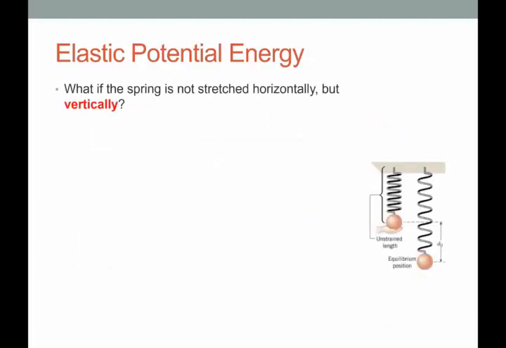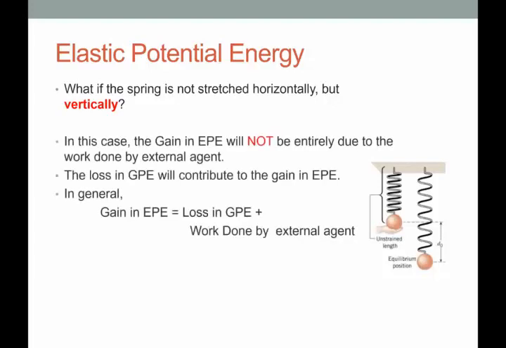What if the spring is not stretched horizontally but vertically? In this case, the gain in the elastic potential energy will not be entirely due to the work done by the external agent. The loss in the gravitational potential energy will contribute to the gain in the elastic potential energy. In general, for the vertical spring, the gain in the elastic potential energy is equal to the loss in the GPE plus the work done by the external agent.